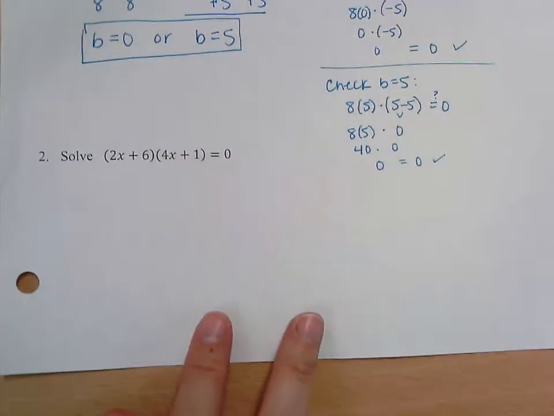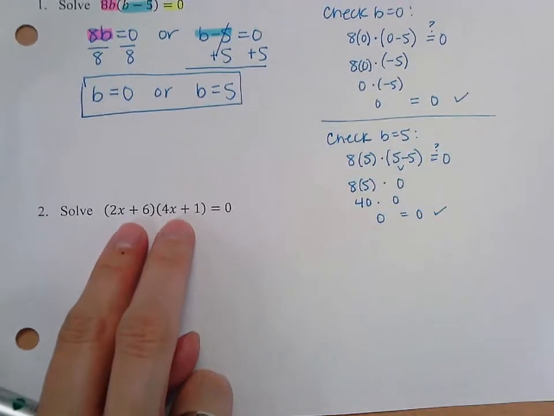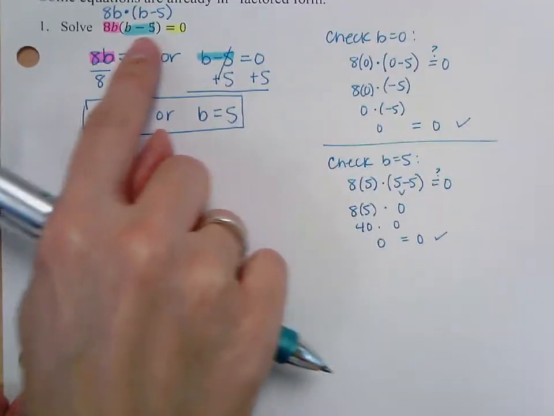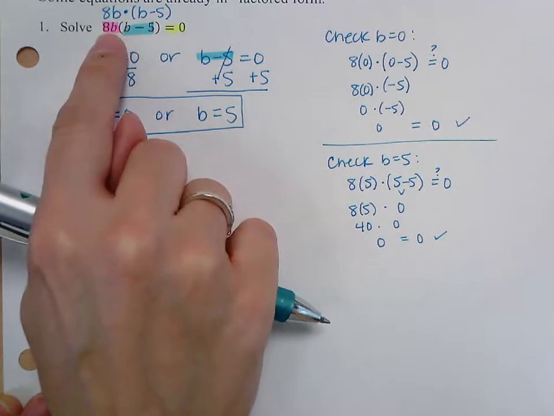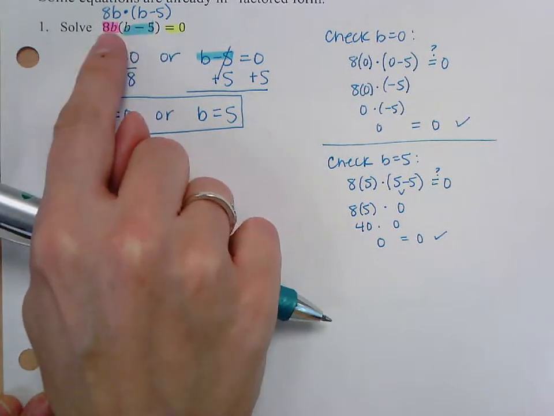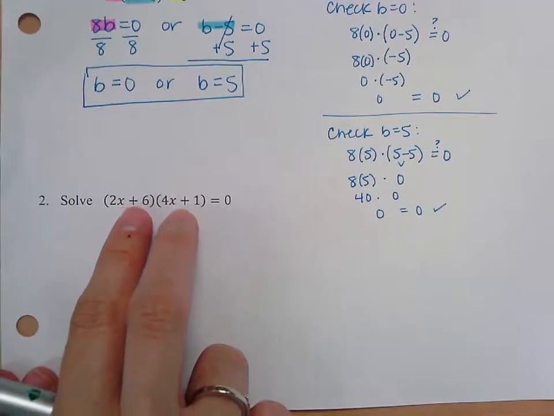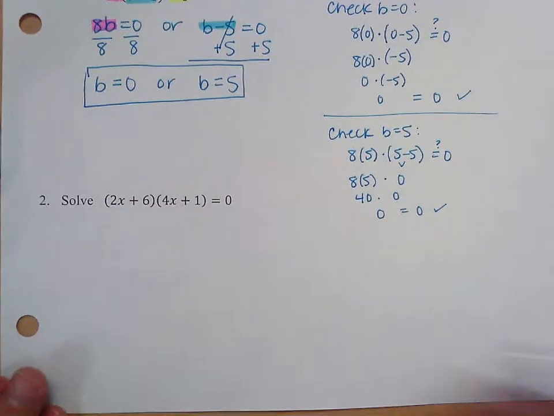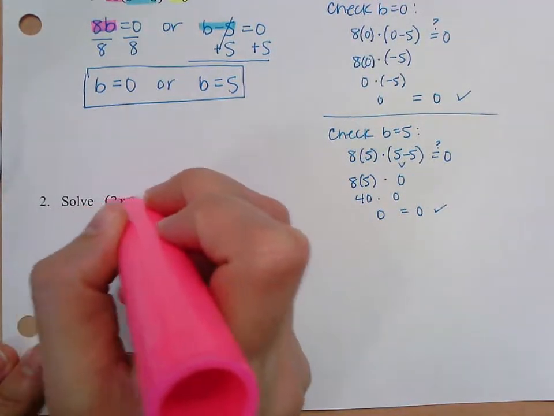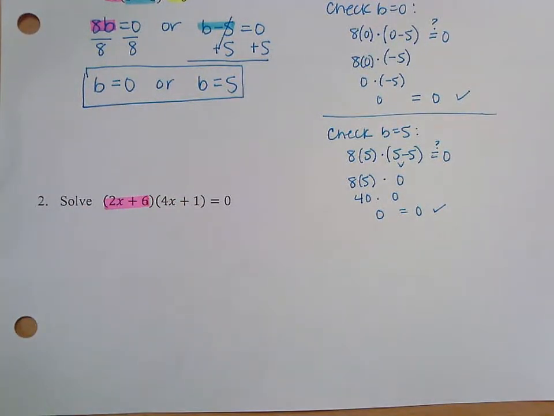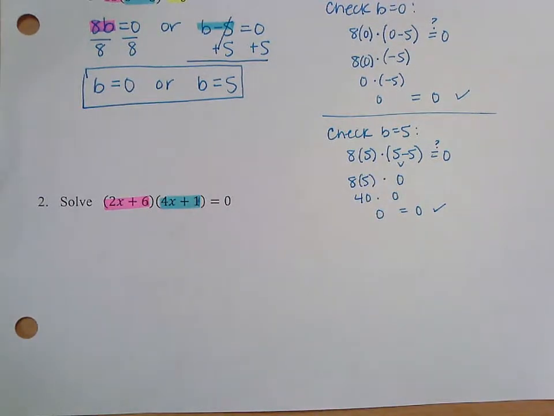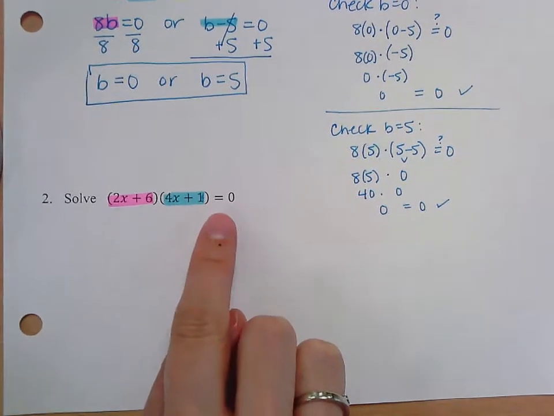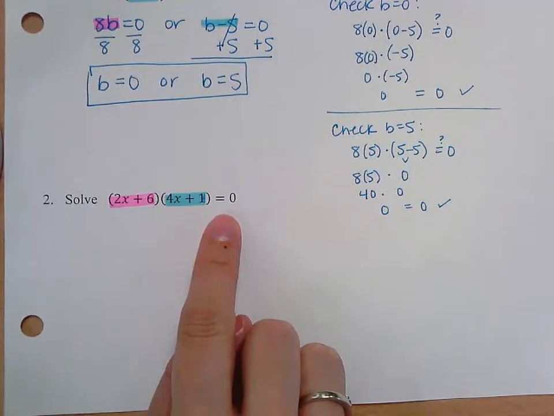Okay, so let's look at number 2. Now this factored form looks a little bit different than the one we just did. This is more like a GCF factored form. 8b would have been the GCF in front. Here, these are the two factors. So I have 2x plus 6, and then times 4x plus 1. And again, I have my equals 0. You have to make sure this side is 0.